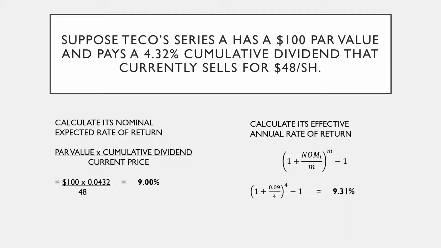Suppose Teco Series A has a $100 par value and pays a 4.32 cumulative dividend that currently sells for $48 per share. Here we are asked to calculate the nominal expected rate of return and the effective annual rate of return. The computed nominal expected rate of return and effective annual rate of return are 9% and 9.31% respectively.